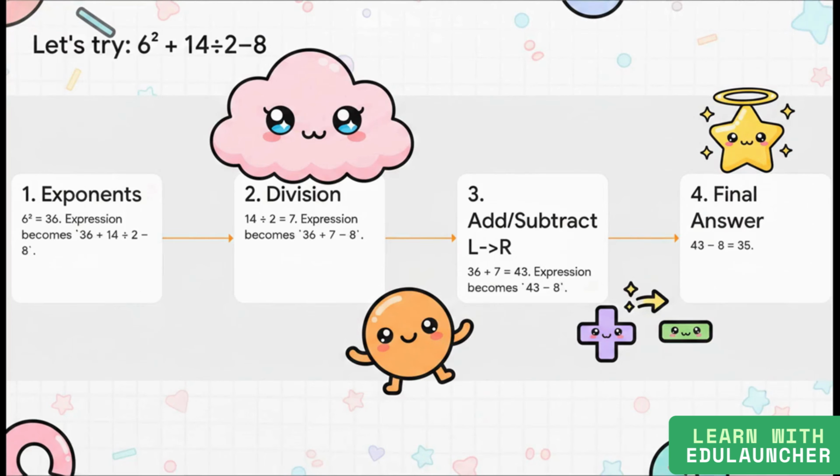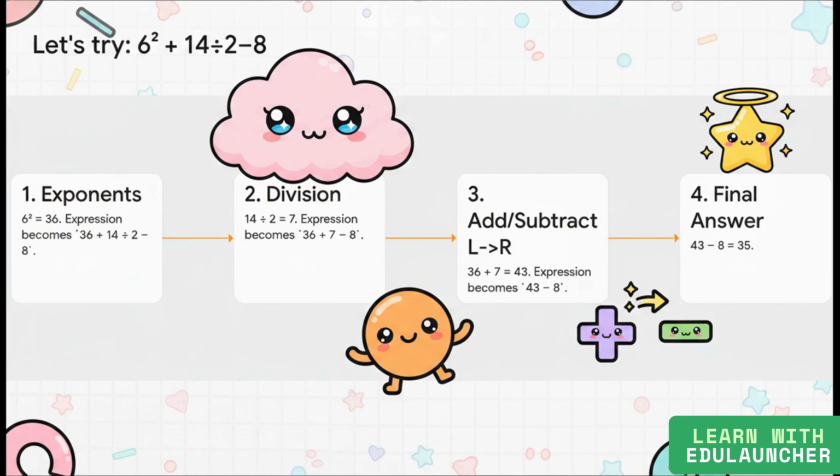Let's practice with a new one. We've got 6 squared plus 14 divided by 2 minus 8. Okay, what's our most powerful operation here? That exponent. 6 squared is 36. So now our problem is 36 plus 14 divided by 2 minus 8. What's next? Well, we see a division sign. 14 divided by 2 is 7. Awesome. Now we just have 36 plus 7 minus 8.